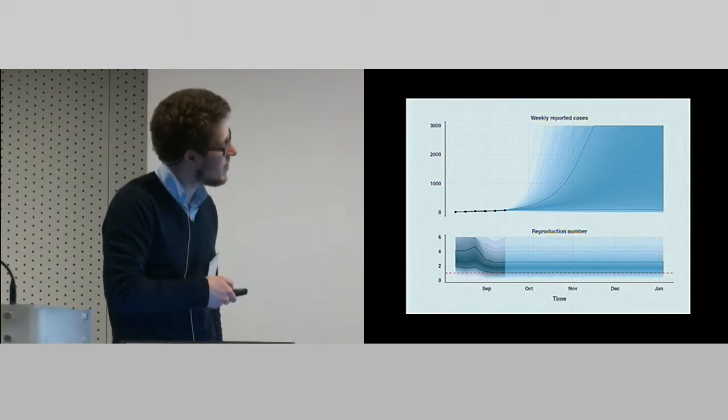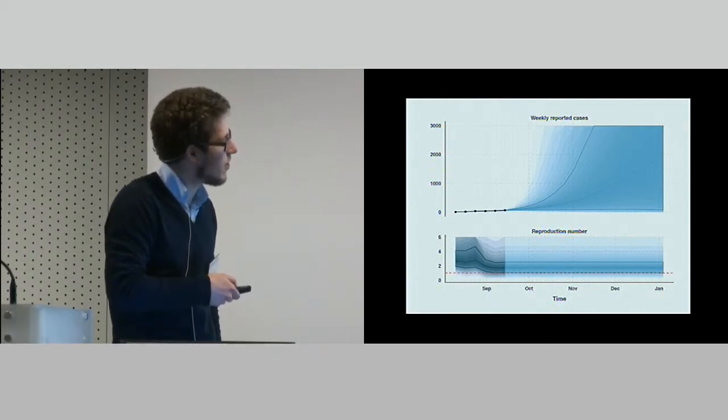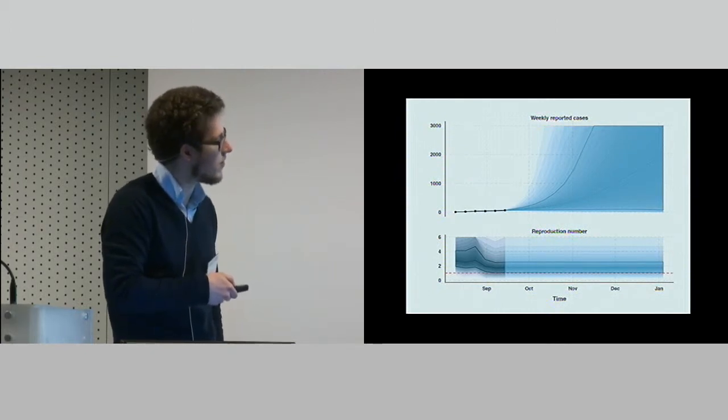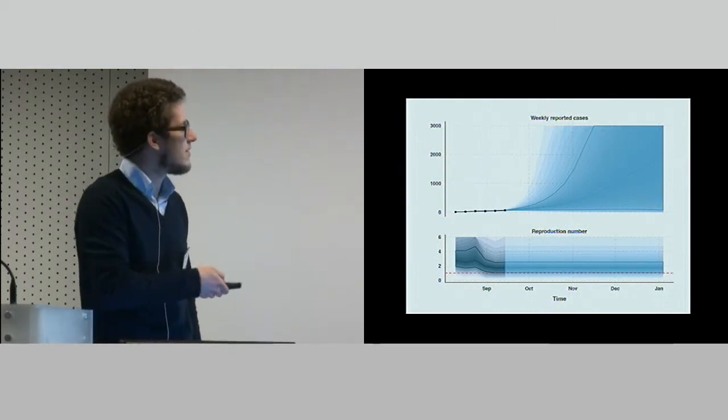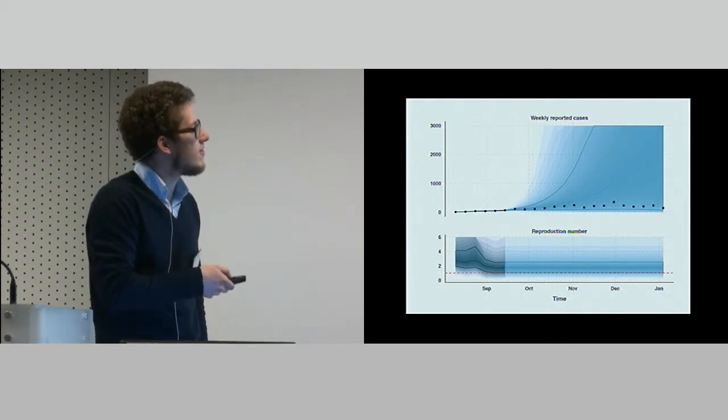So what we've been doing because of this is focusing much more on short-term forecasts, and I'll get to how reliable these short-term forecasts were. Just to say, this was between September and October. This is what actually happened. The median forecast is here. This is the interquartile range, 50%.